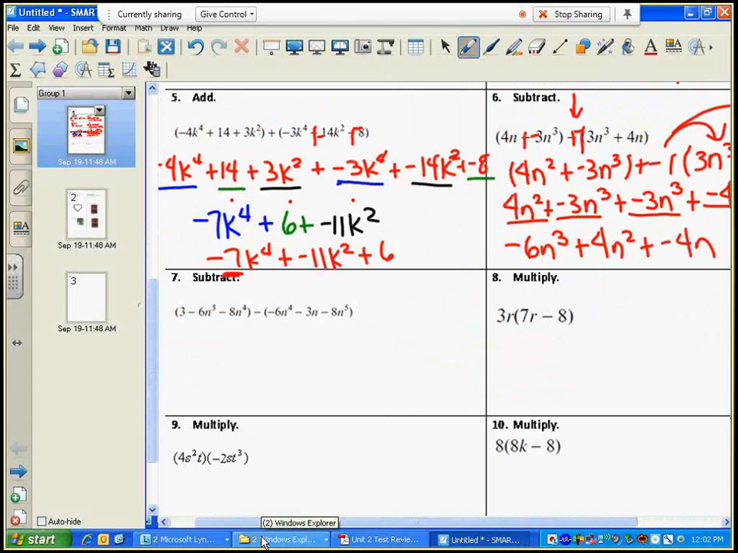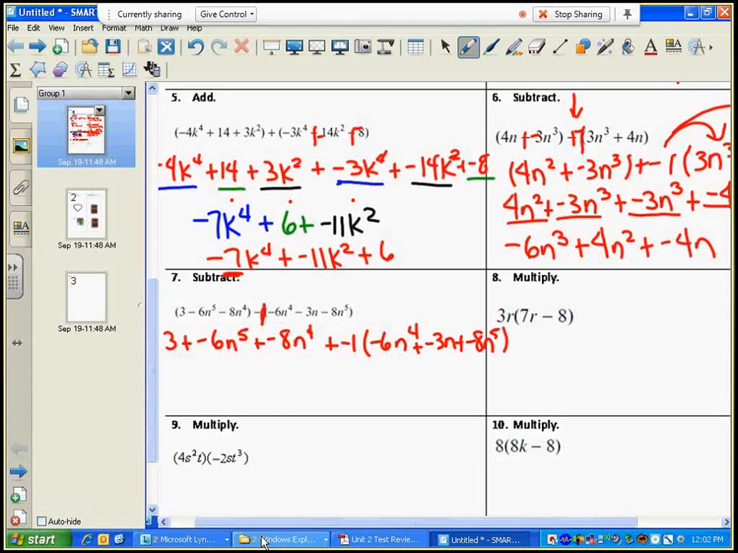Subtract, I do the same thing. Don't forget, there's really a 1 here. And when I change that negative 1, it's going to become plus negative 1. So I'm just going to rewrite this to make it easier for you: 3 plus negative 6n to the 5th plus negative 8n to the 4th. I know that whole thing should go in parentheses, so I'm just going to take them off since there's really just a 1 in front of it. Plus negative 1 times negative 6n to the 4th plus negative 3n plus negative 8n to the 5th.